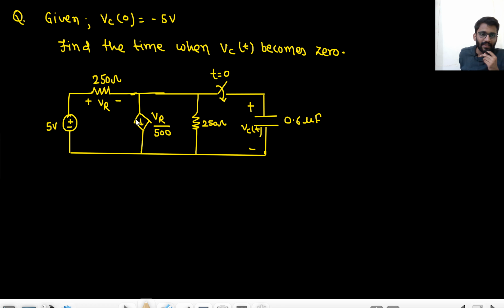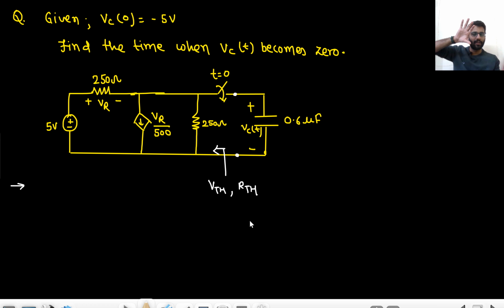But instead of that, if I had been the student, I would have found the Thevenin equivalent here. I would have found VTH and RTH. The complete circuit will be replaced with a voltage source and a resistance, so it will become a simple RC circuit. Then I can solve it. So now my question becomes just that I need to find VTH and RTH. For VTH, the 5 volt will remain there as it is.